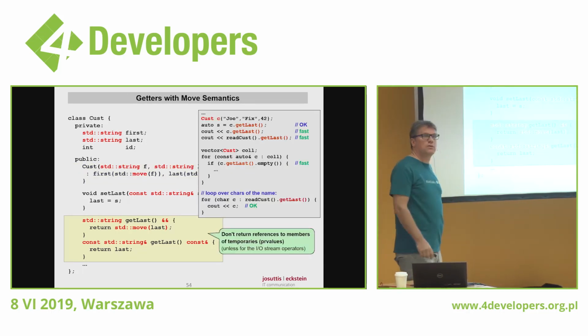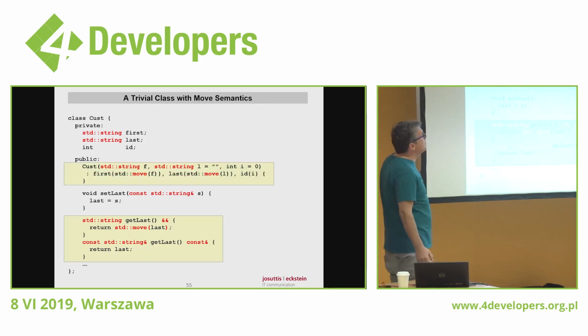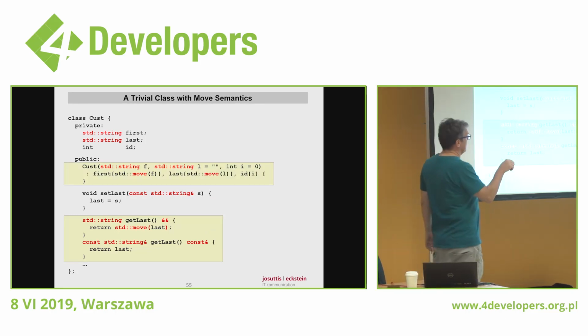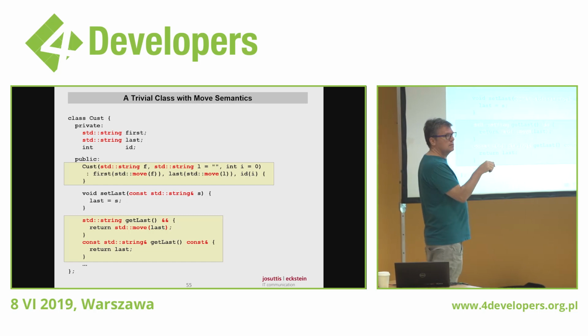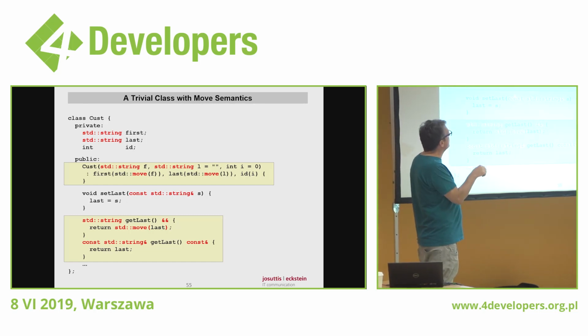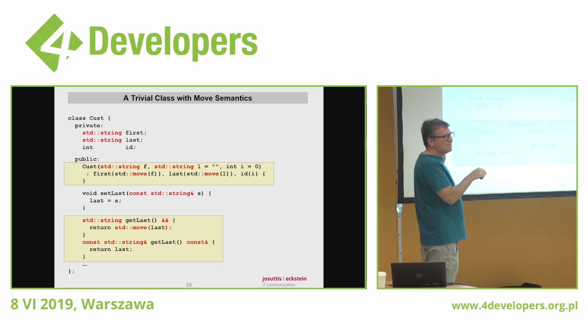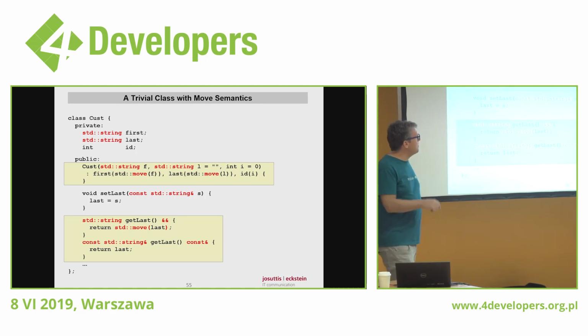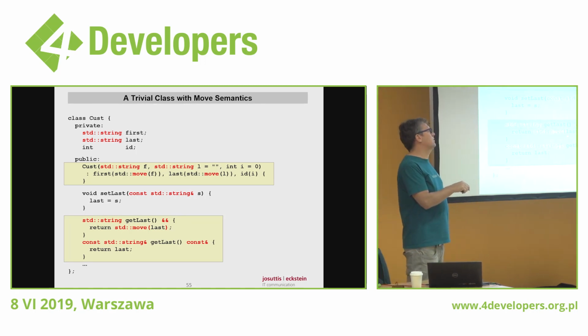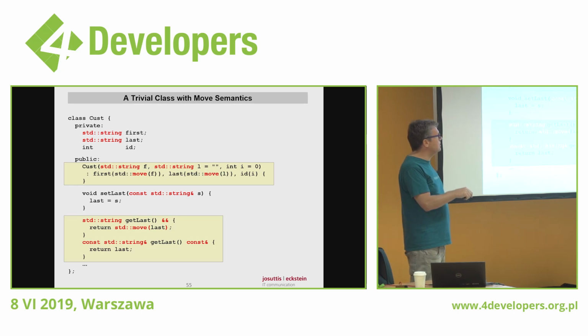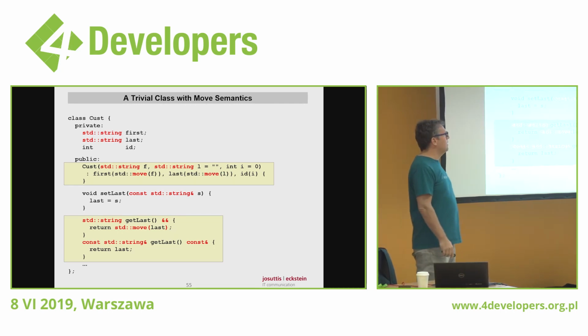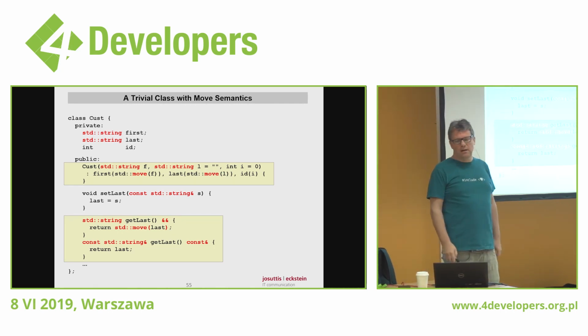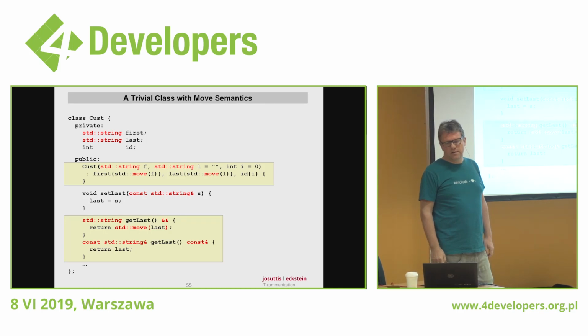That's Move Semantics for a trivial class. So our constructor looks a little bit different: pass by value and move. Setters look as we have learned. Getters, you can overload for temporaries and everything else. If you have a temporary, you can move out the value of the member by value, and in other cases, you return a reference to it.